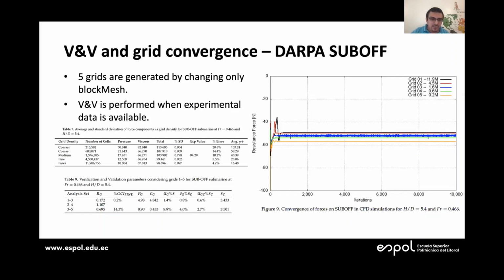It converges steadily, and we got a good grid convergence index, especially for the finer set of grids. We see that we are below 1%. So we consider that we validated for the DARPA, although in deep water condition.